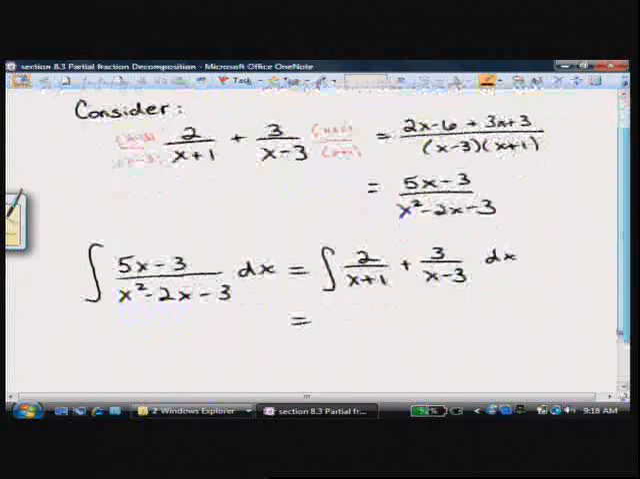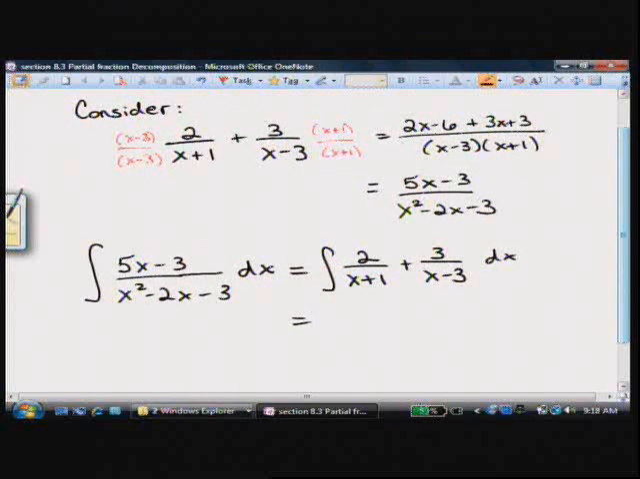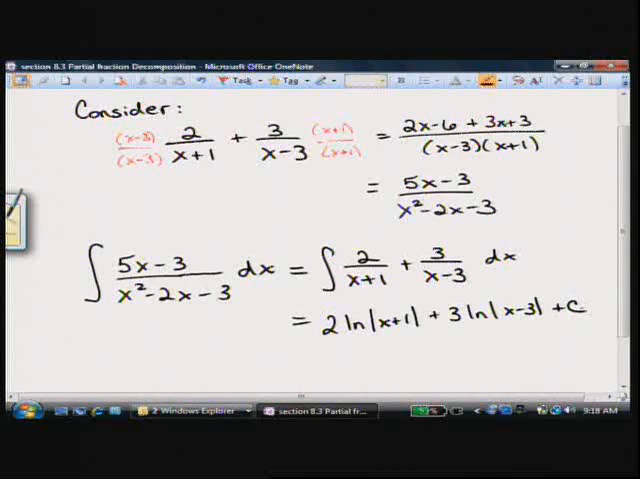What is the integral of that? Good. 2 ln |x plus 1| plus 3 ln |x minus 3|, and then plus C, right? So the object of this lesson is to learn, and it's really algebra that we're going to learn, how to go from this expression to this expression. We've already learned how to go from 2 over x plus 1 plus 3 over x minus 3 to a single expression, in maybe an Algebra 2 class. Now we want to go the other way. So we want to learn how to decompose these.